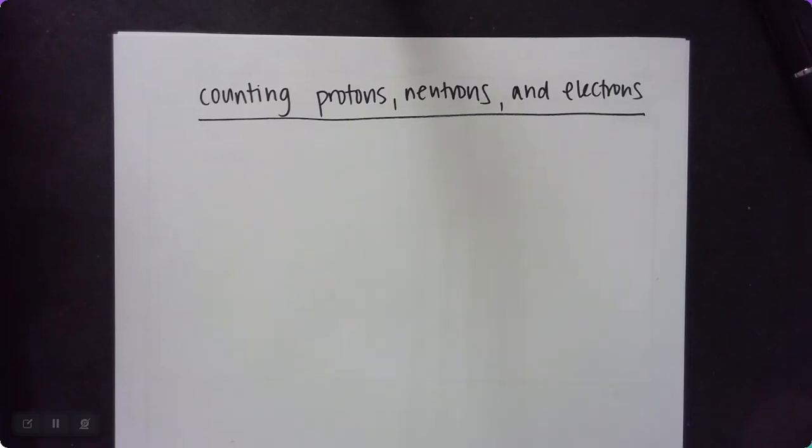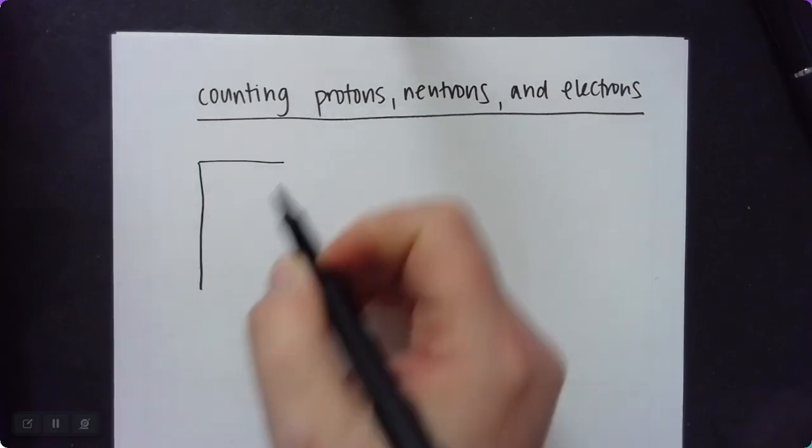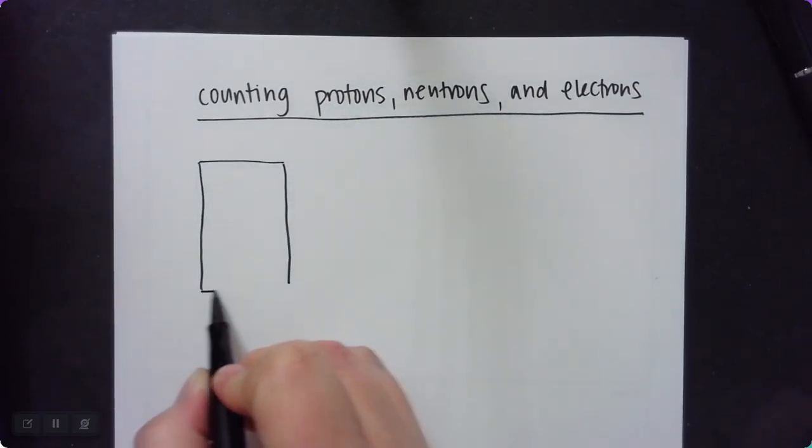Hey everybody! We're going to spend some time today using our periodic table square to figure out exactly how many protons, neutrons, and electrons are in a given element's atom. Okay, so we can pick any element we want to for this example. Let's go ahead and pick carbon. Okay, carbon's an interesting element.